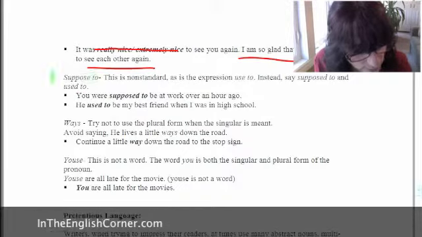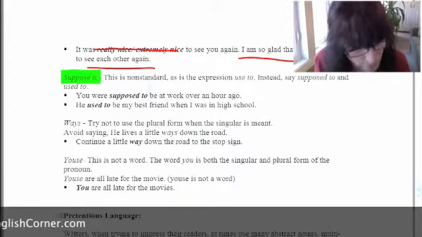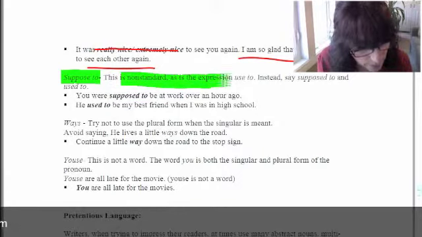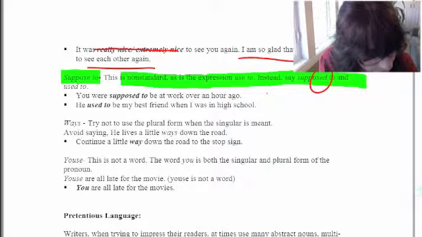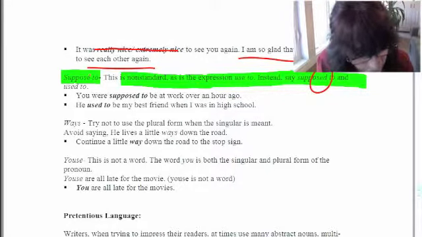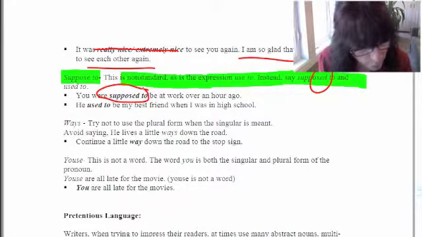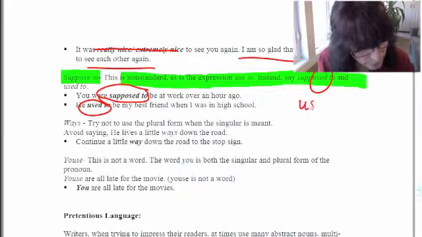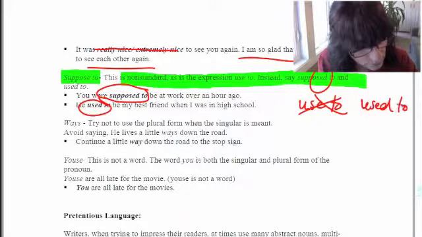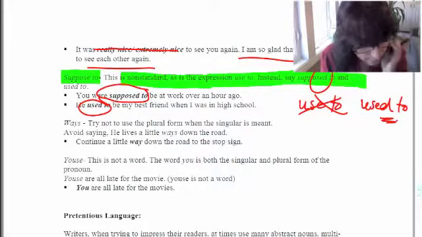Another abusage is supposed to. This is non-standard. You would have to say supposed to. You need the D at the end. You can't say suppose. You must add the D. So I've given you an example. You were supposed, with the D, to be at work over an hour ago. Just like he used to be my best friend. You can't say use to. That's wrong. You must say used to. You have to add the D in both.